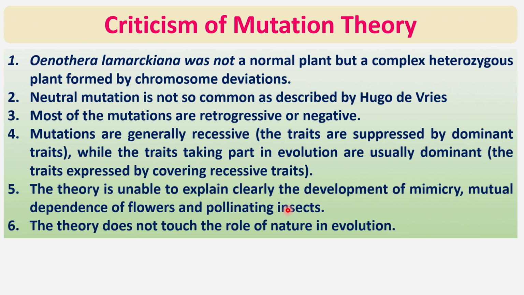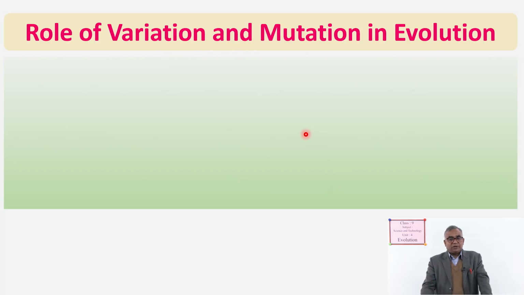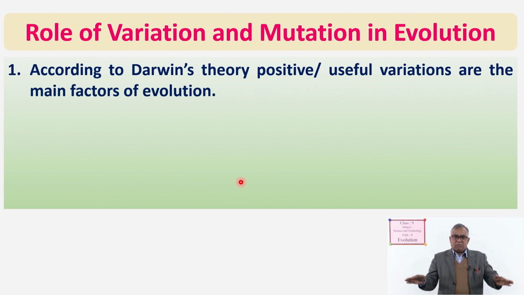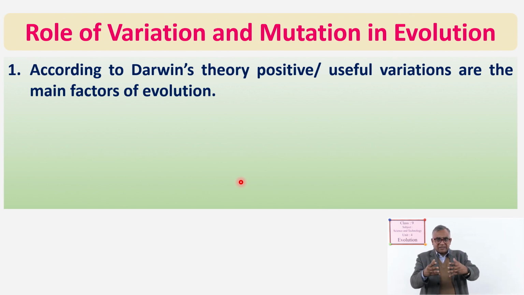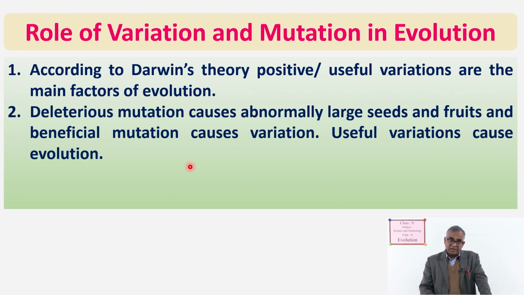And lastly, we are going to discuss the role of variation and mutation in evolution, as it is given in your curriculum. Already we have studied in Darwinism how variation plays a role in evolution. So here I will not discuss more points, I will just collect these points here. According to Darwin's theory, positive or useful variations are the main factors of evolution. Already you have finished that.